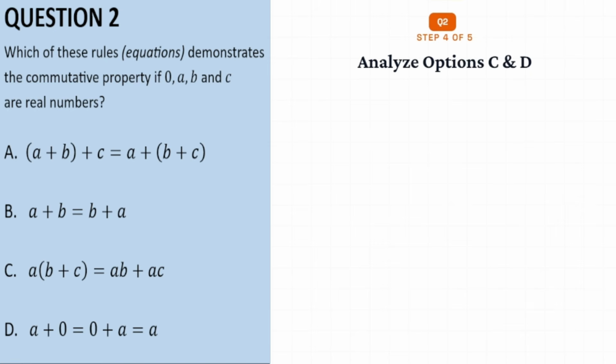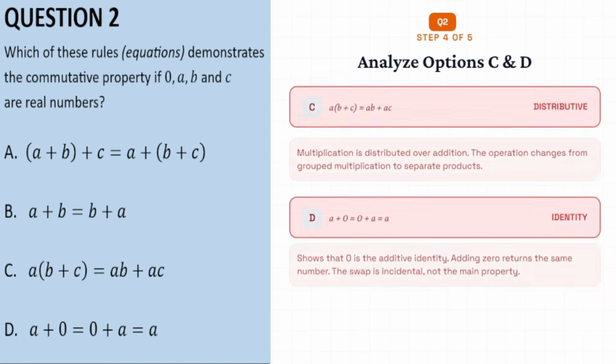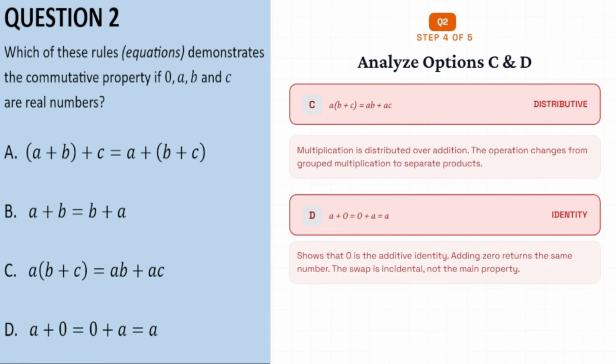Step 4. Let's quickly check C and D. Option C, A times open bracket B plus C close bracket equals AB plus AC. This is the distributive property, multiplication distributed over addition. Option D, A plus 0 equals 0 plus A equals A. This shows that 0 is the additive identity. The swap here is incidental, not the main property.